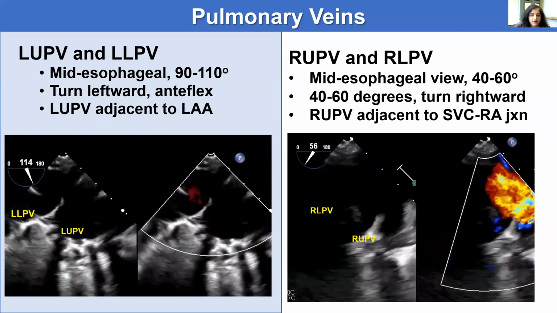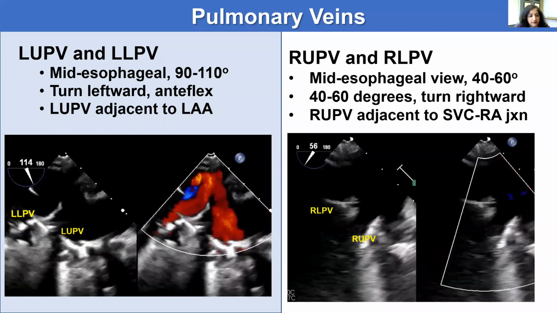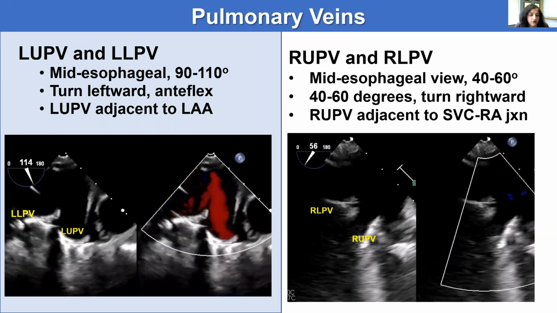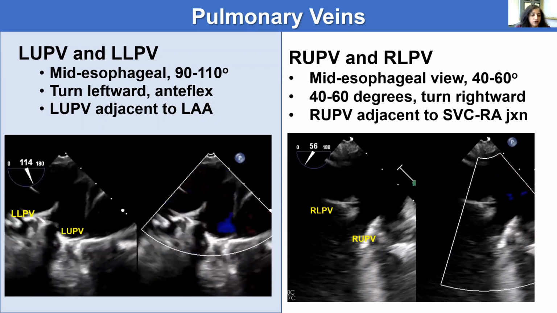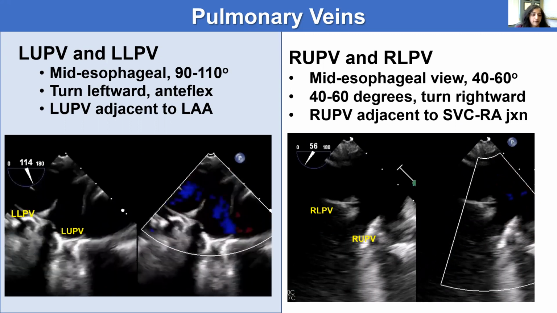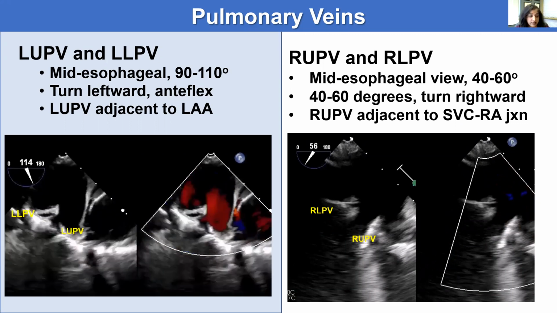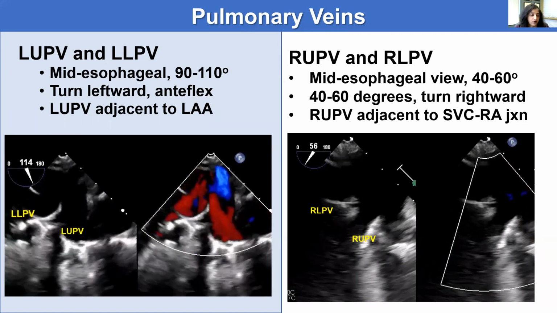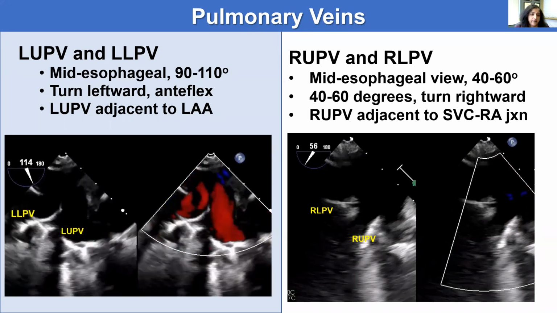And then finally, in the esophagus, we can also look at pulmonary veins. The left upper pulmonary veins are often seen at 90 to 110 degrees. You turn leftwards in anteflex. Remember that the left upper pulmonary vein is adjacent to the left atrial appendage, and you can sometimes use that as a guide to then work your way through to evaluate them.